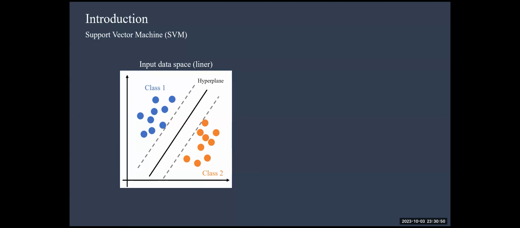Before introducing the quantum support vector machine, let's start by explaining the support vector machine. In binary classification tasks, SVM is a supervised machine learning algorithm. SVM aims to find a hyperplane that separates two datasets. As shown in this figure, in linearly separable data, SVM can easily find a line in the input data space that separates the data of class 1 and class 2.